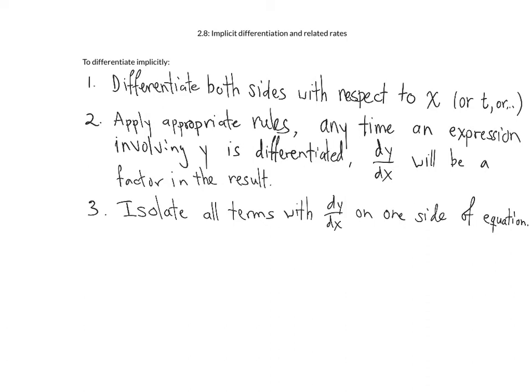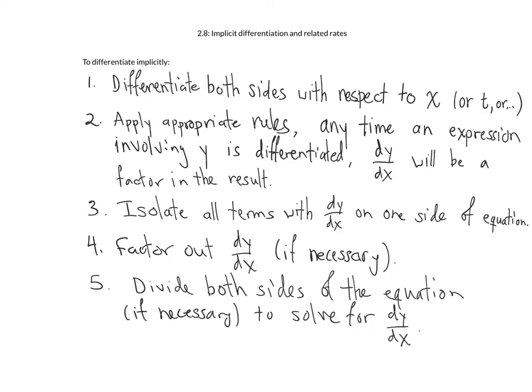result. Next, you should isolate all terms that contain dy by dx on one side of the equation and move all of the other terms to the other side. Then, on that side of the equation, you may need to factor out dy by dx. It might be that there's only one term with dy by dx in it, in which case it's not necessary to do any further factorization. And lastly, you may need to divide both sides of the equation by something in order to solve for dy by dx. And that's the procedure.